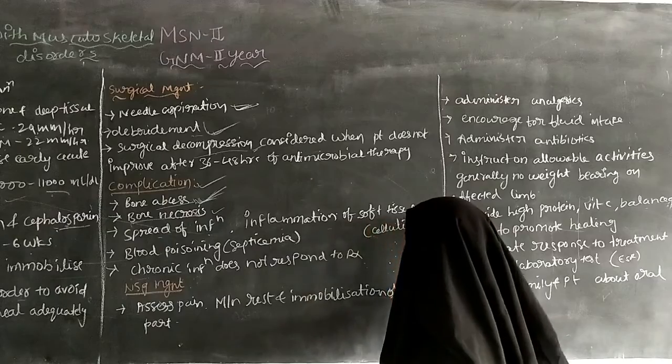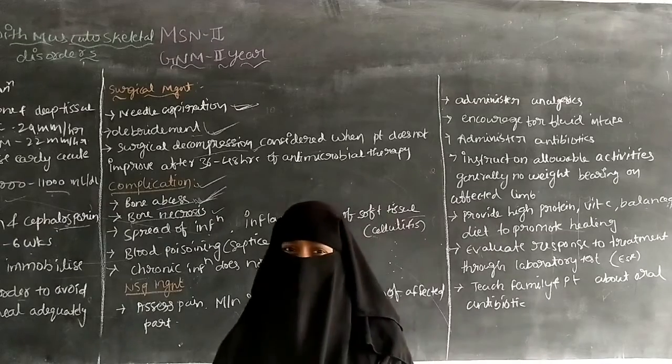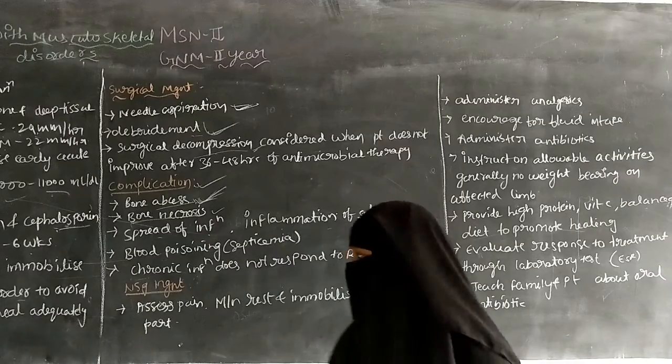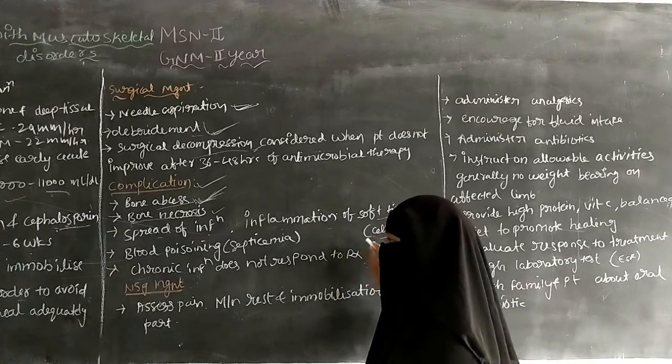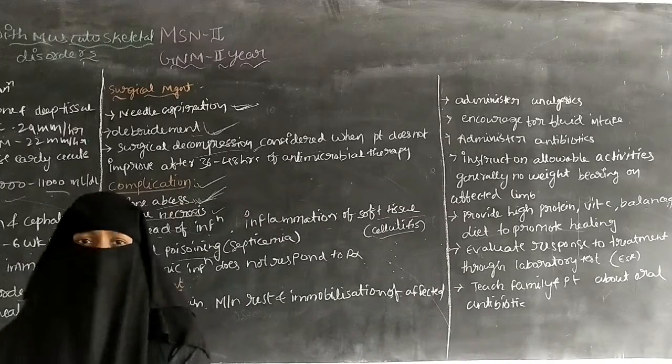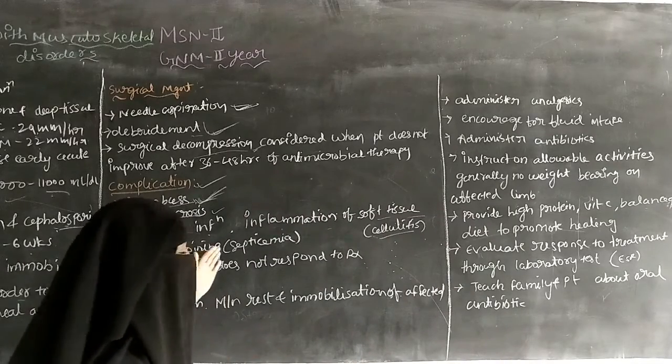And there is an inflammation of soft tissue. It is called cellulitis. And next one is blood poisoning. Blood poisoning is called septicemia.